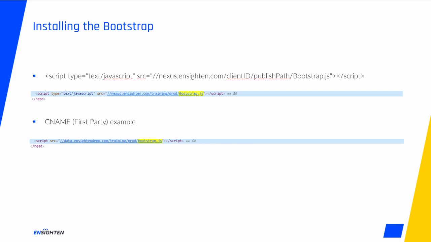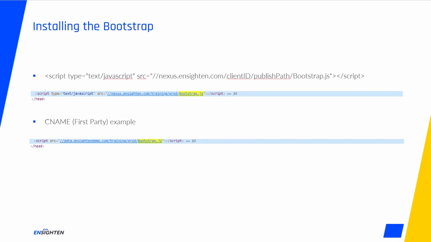The format of the URL for the Bootstrap has a standard shape as shown on the screen, but can also appear in a first-party fashion using a CNAME style setup. You'll hear more about that when we get to the UI later. Some of the fields in this URL won't look exactly the same for your account. The client ID piece will be your Ensighten account's name, not your username, but the name of the account itself. And the publish path piece could be almost anything, but you'll see it as prod or dev in some examples.